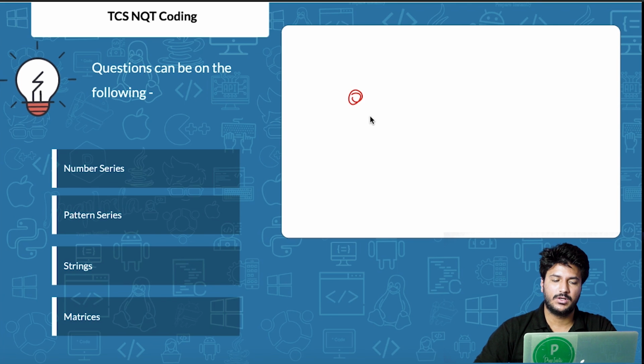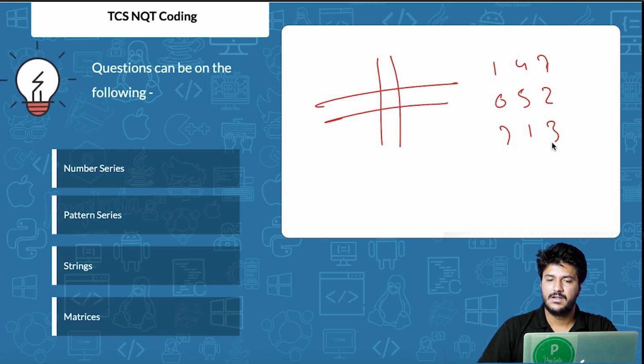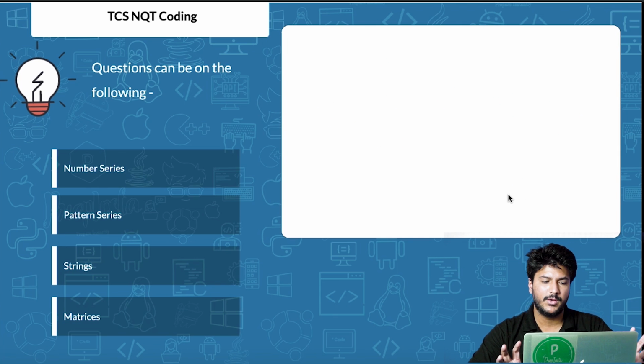In this video, we are going to cover the string program, and then programs based on matrices. Like if there are 1, 4, 7, 6, 5, 2, 7, 1, 3, which row has the highest sum, or maybe which column has the highest sum? So these kinds of questions. In this particular video, we're going to focus upon the string programs.